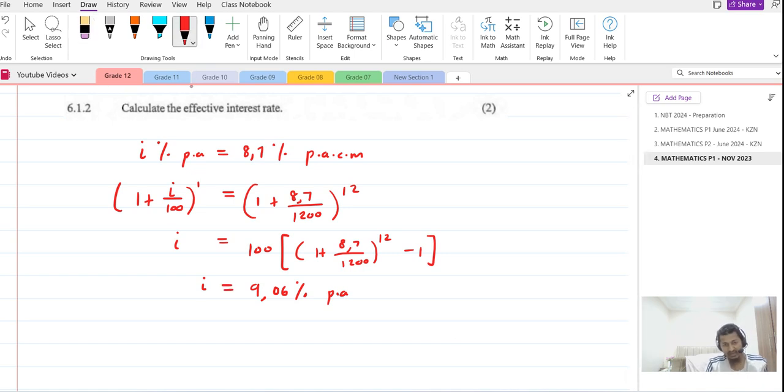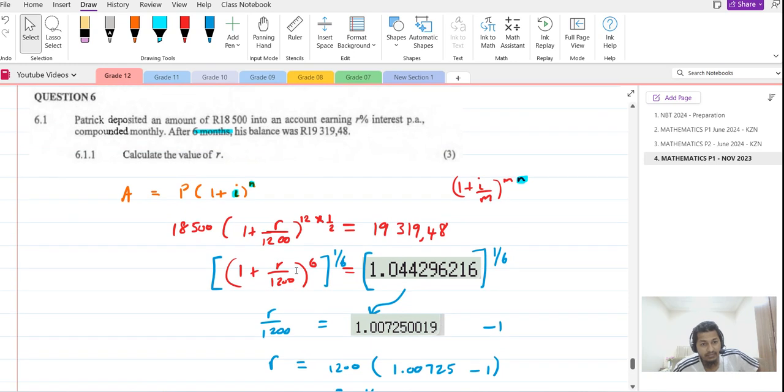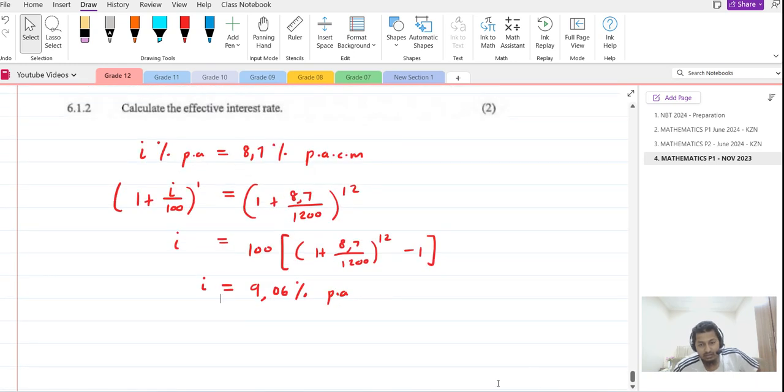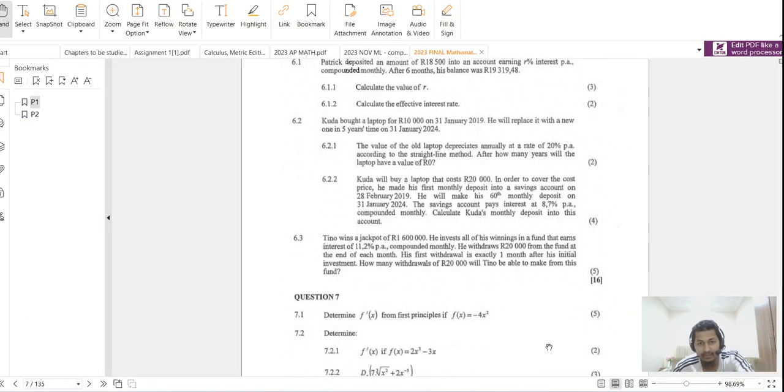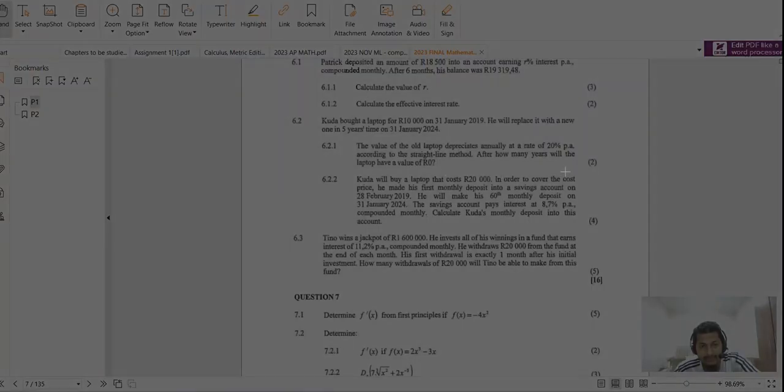That's my effective interest rate, and that's my nominal interest rate, 8.7%. I hope you guys understand. Next one, I hope it's annuities. Question 6.2.